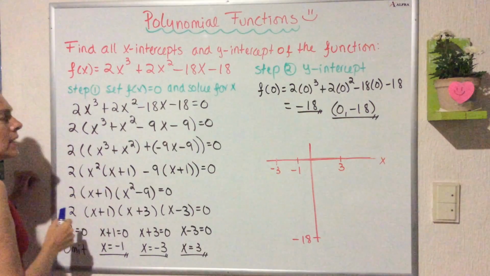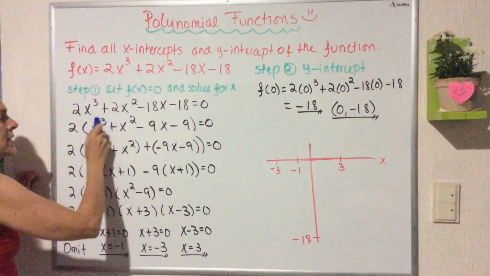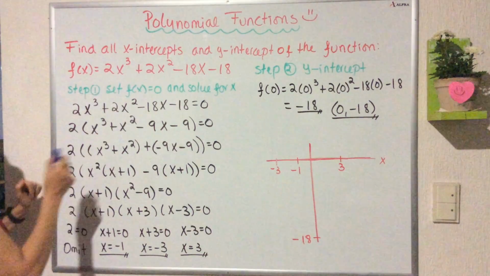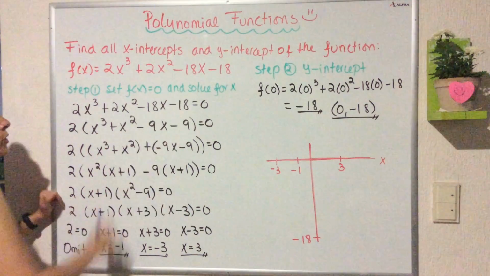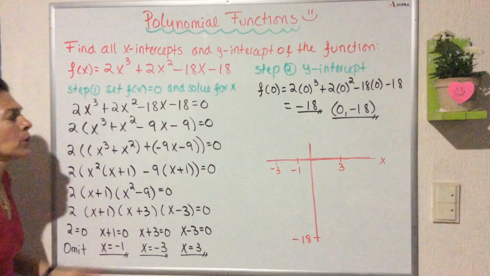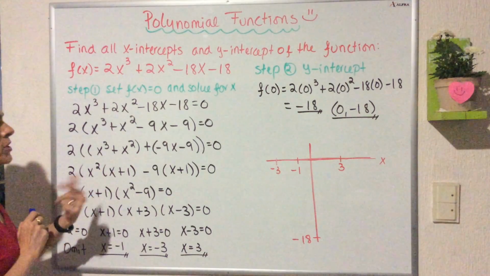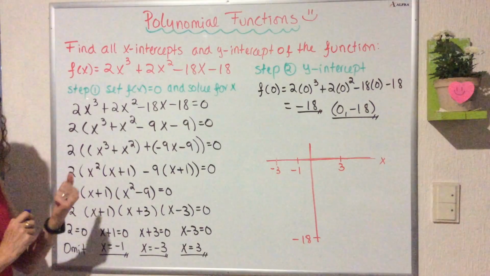minus 18. But, dear students, we have to factorize whatever we have inside the parentheses. And look, how many terms do we have? 1, 2, 3, 4. So we have 4 terms. And we can factorize by grouping. Remember that we studied this kind of factoring the last semester.